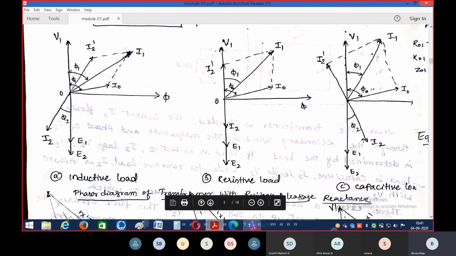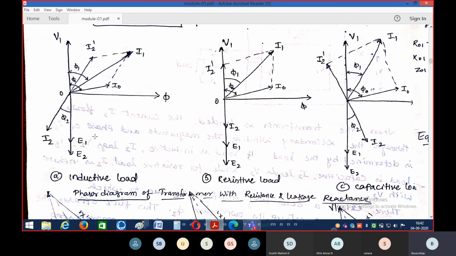Okay. So if this is I2, exactly opposite to this is I2 dash, the secondary component of current with respect to primary. Addition of this I2 dash and I0 results in the primary current I1. Okay, this vector is called I1. So the angle between V1 and I1 is equal to phi 1. The angle between V1 and I0 is phi 0. The angle between E2 and I2 is called phi 2.